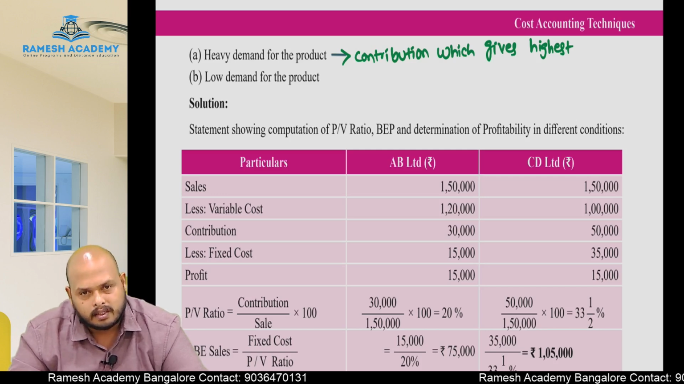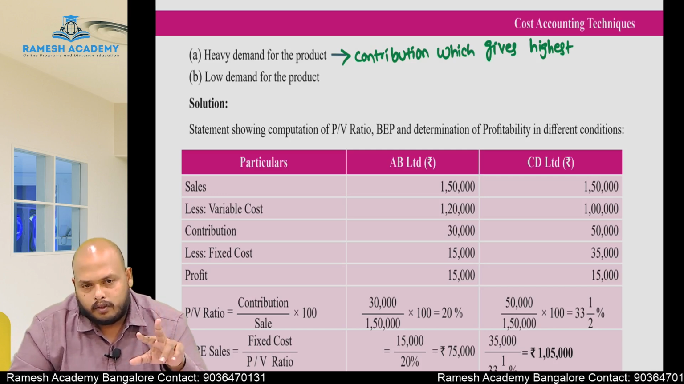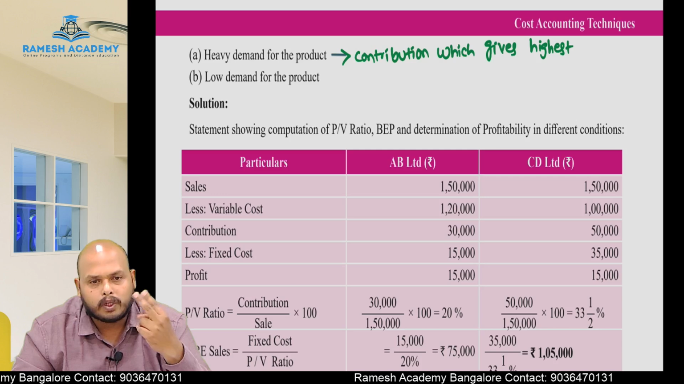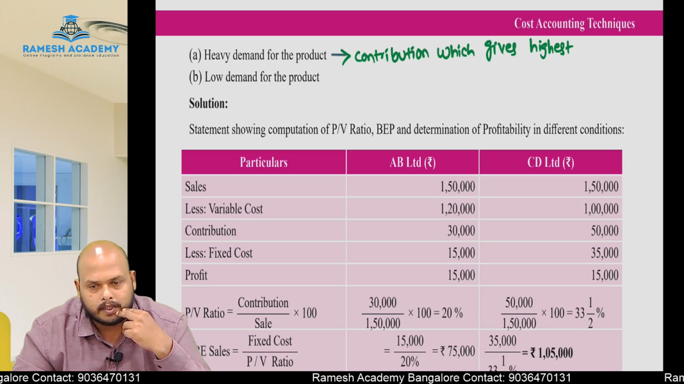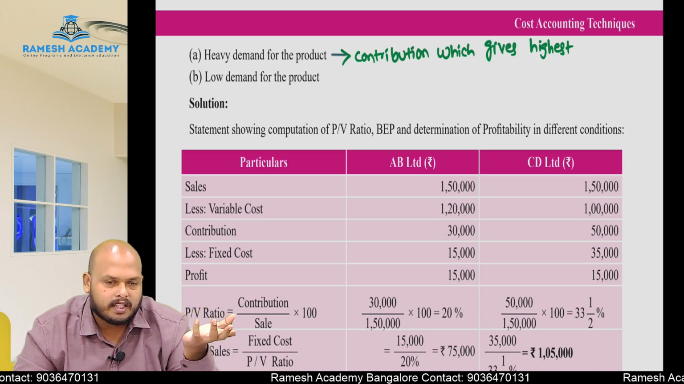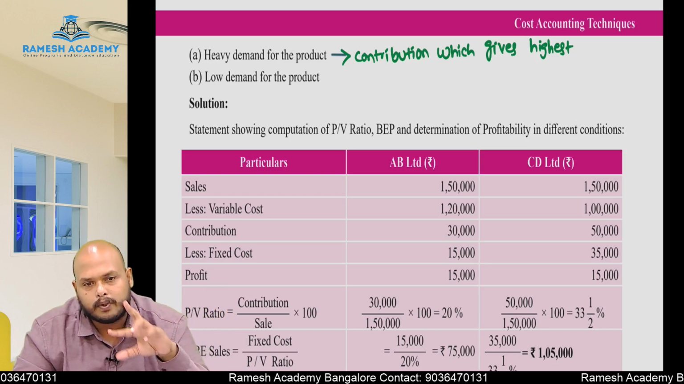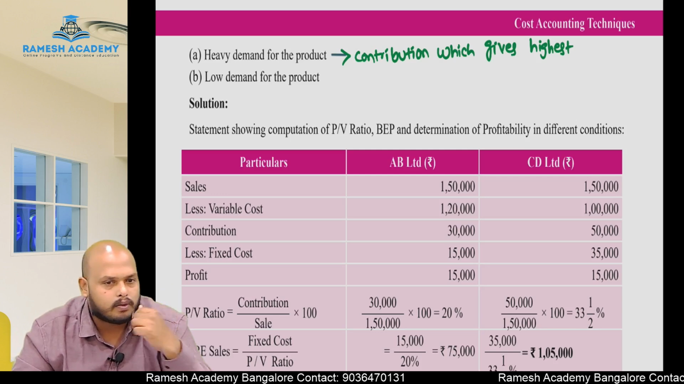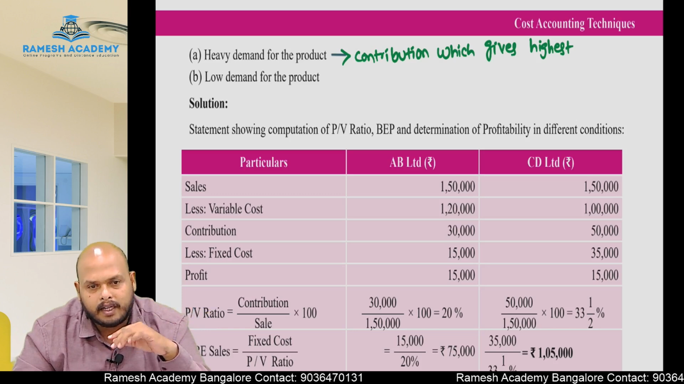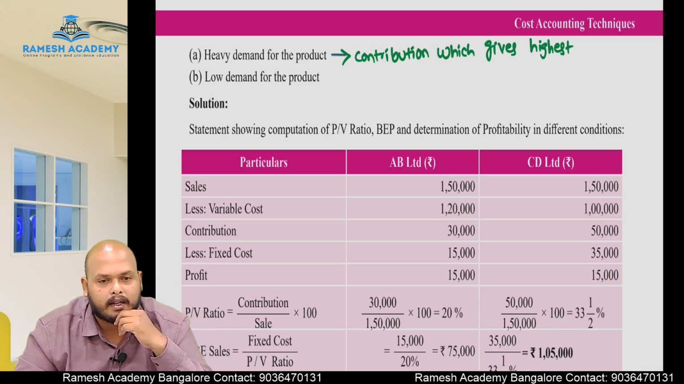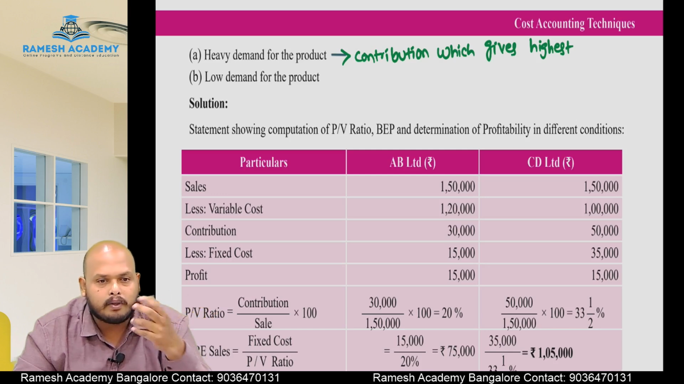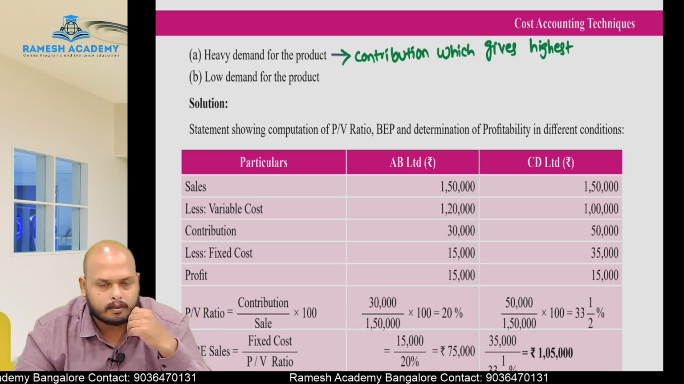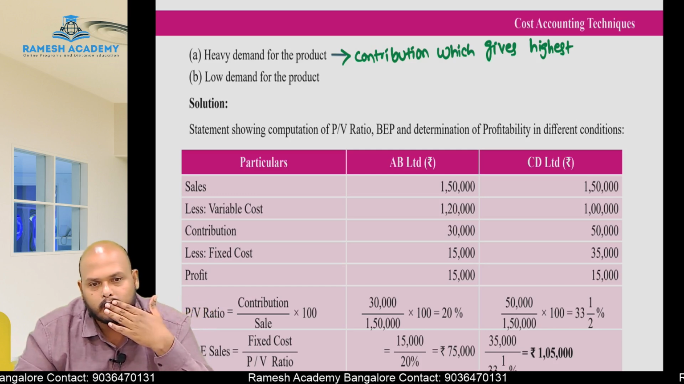Then how, sir? Simple, I will tell you. You have a provision store. You are selling two types of soaps. One soap is Lifebuoy, another soap is Santoor. Lifebuoy has heavy demand, Santoor also has heavy demand. Then which one will you recommend to the customer? The soap which gives the highest profit, right?